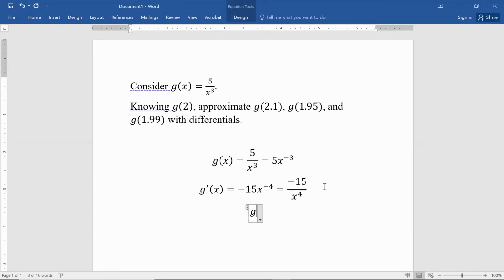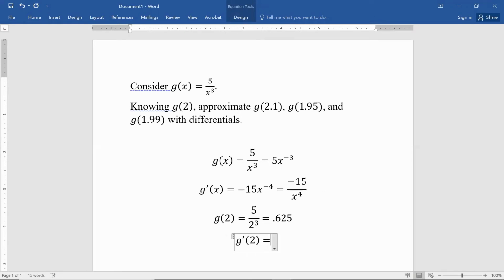In terms of what we get when we plug in 2, if I plug in 2 to the function, I would get 5 divided by 2 to the third, or 5 times x to the negative 3, which is simply 5 over 8. Now, I'm going to utilize decimals to do my approximation, but you could use fractions if you want. So I'm going to write 5 over 8 as 0.625 while doing my approximations.